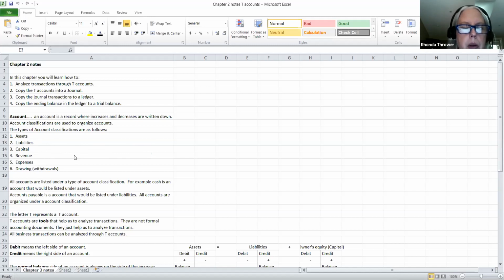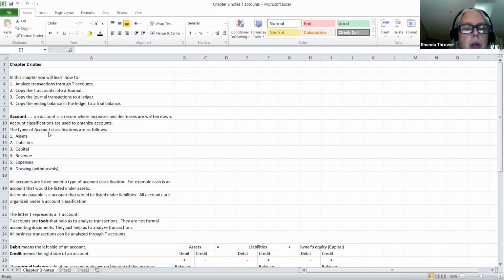You might also remember from Chapter 1 that we had lots of accounts that make up these different types of classifications. So if we start with assets, an account that is associated with assets is cash. Cash, accounts receivable, supplies, prepaid insurance. Those are all examples of assets, as well as there are many others. And the assets would go underneath the account classification assets.